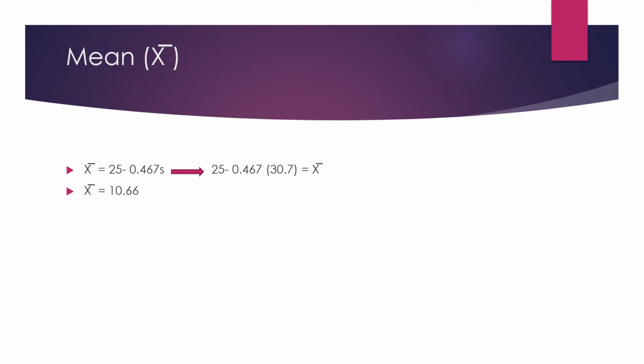Now that we have our sample standard deviation, we can calculate the sample mean. In the first bullet, we plug in the value for s, which is 30.7. So our sample mean is found to be 10.66.